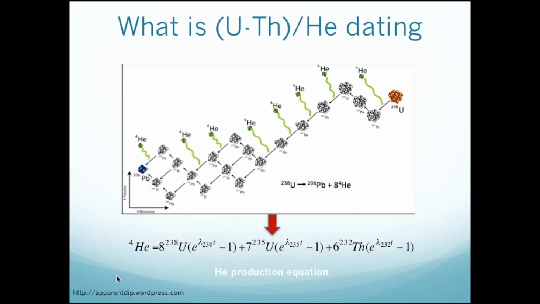So let's just look at the breakdown of uranium to better understand it. As you can see, in each step in the radioactive decay chain of uranium, a helium nucleus, or alpha particle, is produced. Now, we can actually quantify this helium along with the uranium and thorium and get a date. And we do that using the helium production equation.